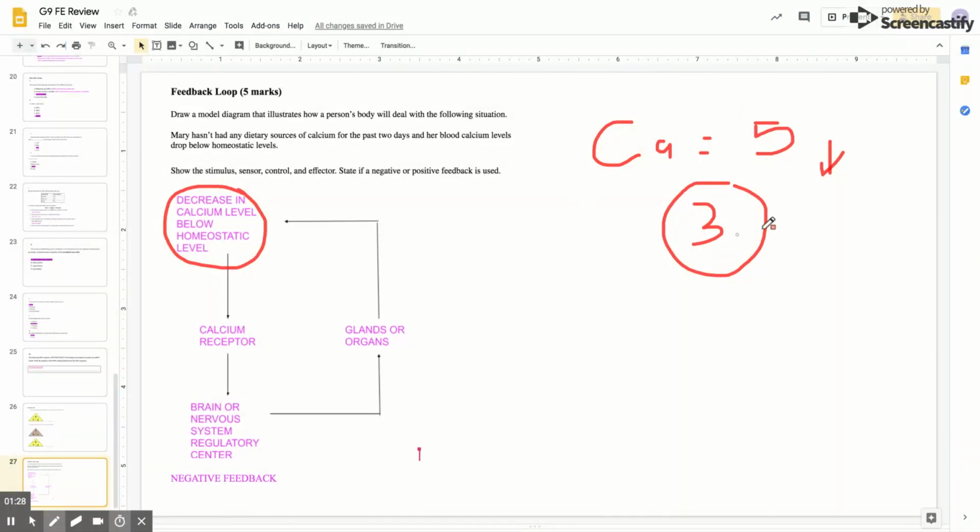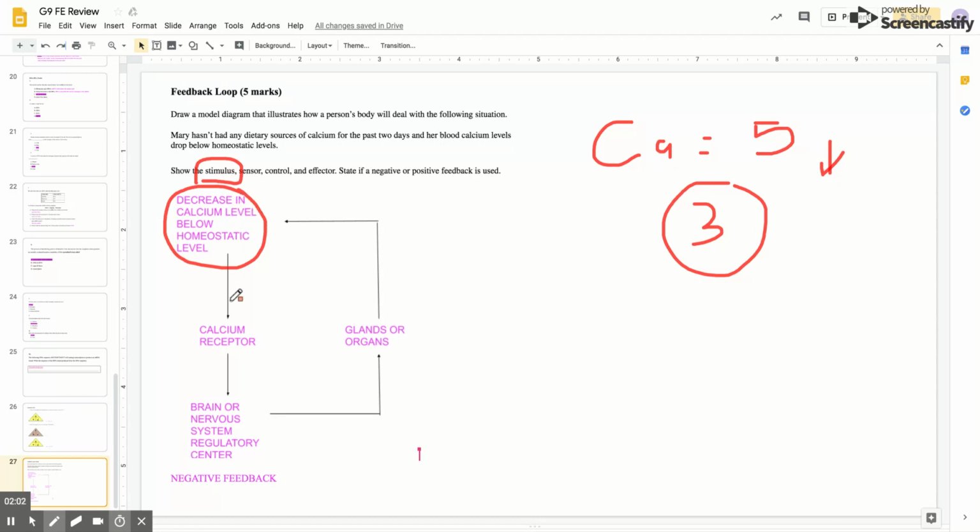The body needs to maintain homeostasis, right? Remember, homeostasis is internal balance. So what's going to happen is that that information is the stimulus. Now you need to make sure that you're very clear that this is the stimulus that comes first, before the sensor, and then the control, and then the effector. So the stimulus is always the change in the variable, so the change in the condition. There is a decrease in calcium level below homeostatic level, right? So that's the stimulus.